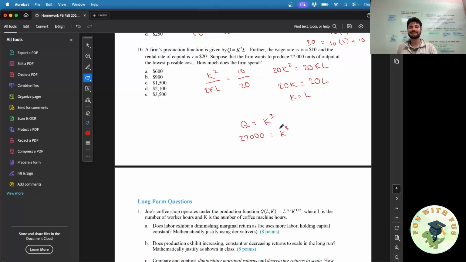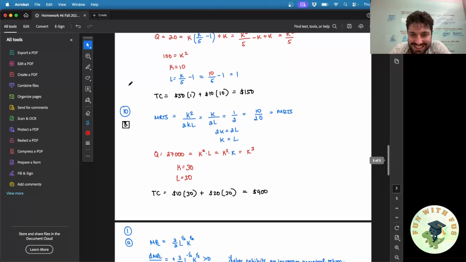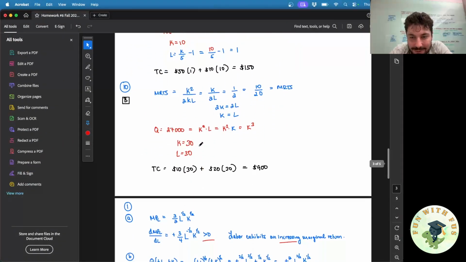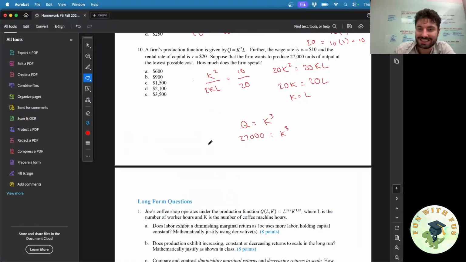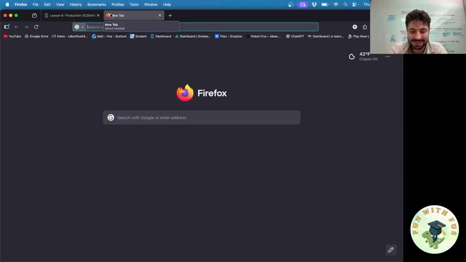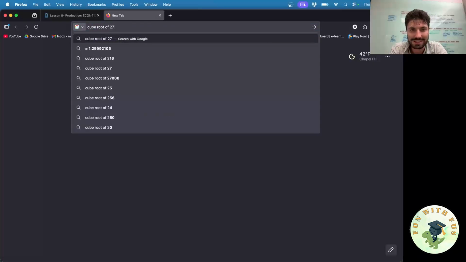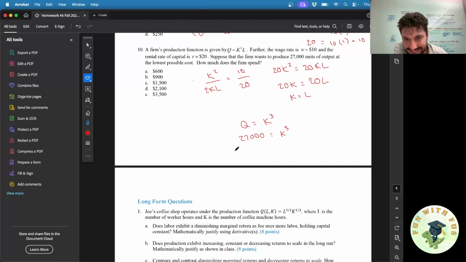Is 27,000 something easy? Let's see if the key has any wisdom for me. K cubed. What's the cube root of 27,000? Maybe let's ask Google. Cube root of 27,000, and it's 30. Okay, so that tells me that K is equal to 30. And I solved from up here that K is equal to L, so L is also 30.